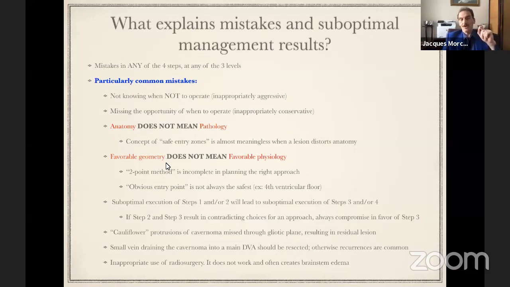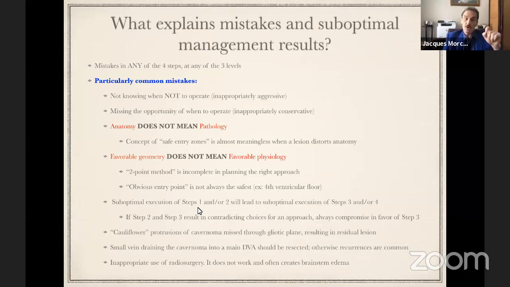Favorable geometry does not mean favorable physiology. For example, the old way of two-point method, meaning you choose the center of the cavernoma and you choose another point where it reaches mostly near the surface. You join those two with a line and you say, okay, well, that's the approach. Well, that's an incomplete concept. It's useful, but it's an incomplete concept in planning the right approach. The obvious entry point is not always the safest entry point. That is very true when you deal with the fourth ventricular floor, as I will show you in examples later.